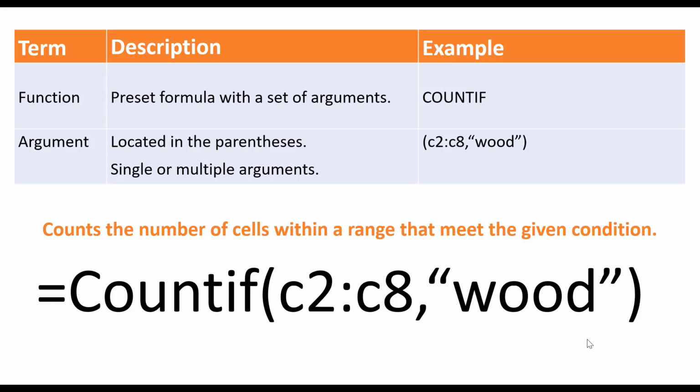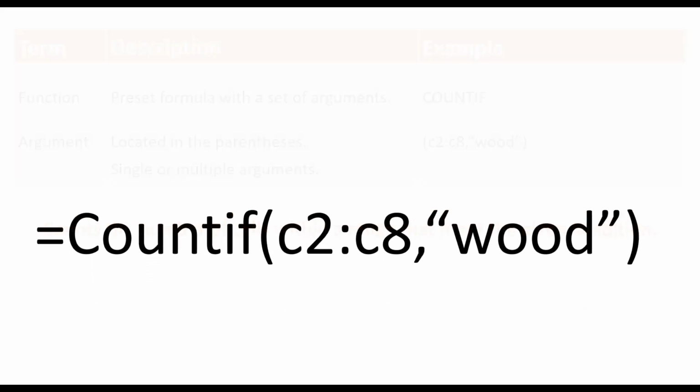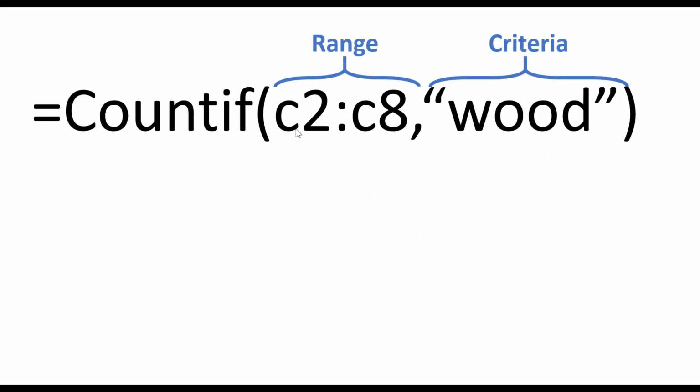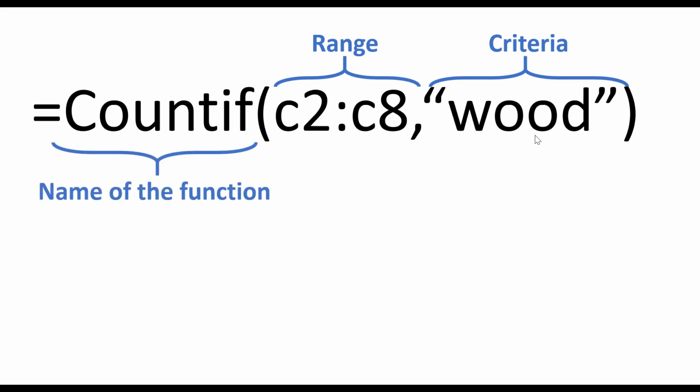So we're going to count if the cells in the range of C2 through C8 have the flooring of wood. So the name of the function is CountIF. The argument includes the range of C2 to C8. And we're going to look to see if the criteria is wood.